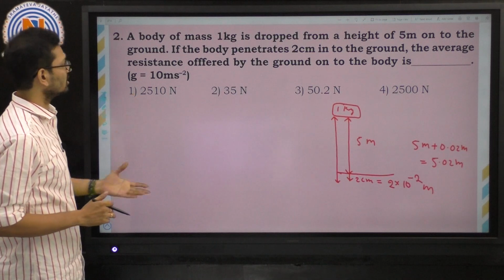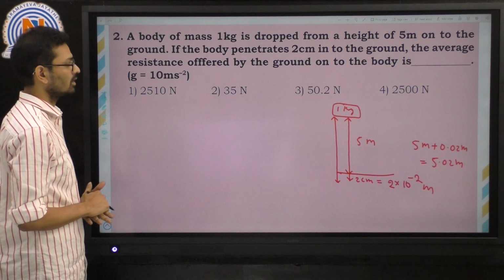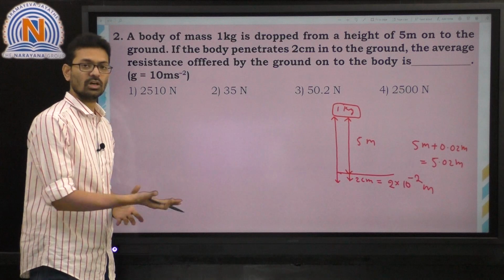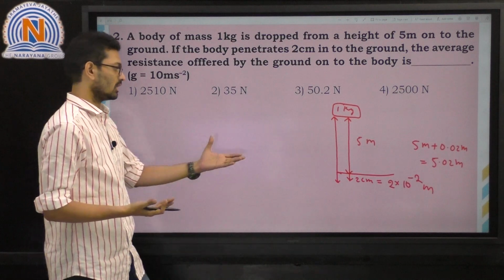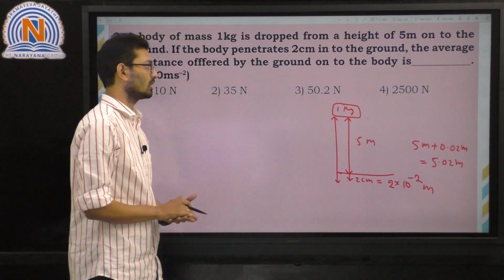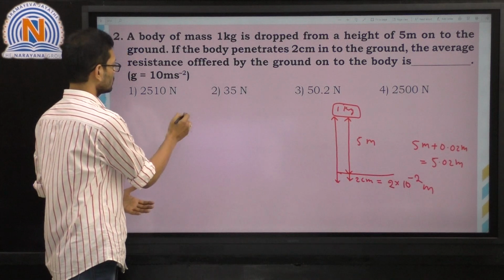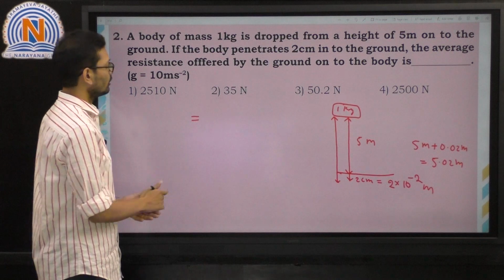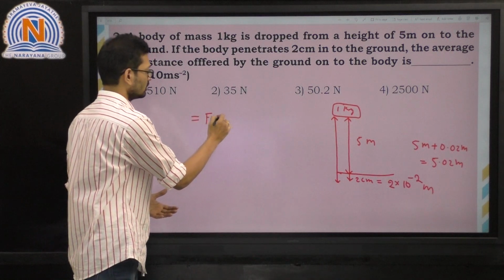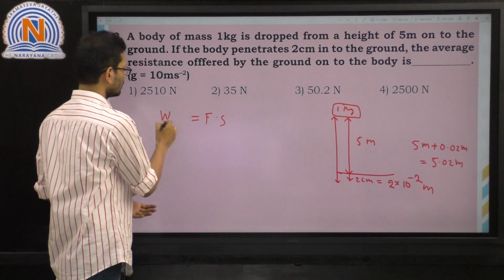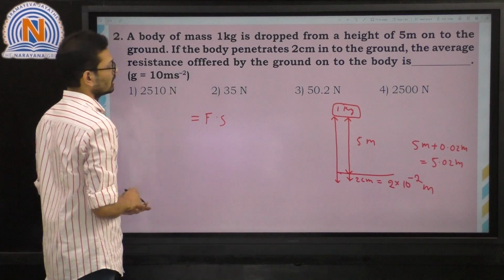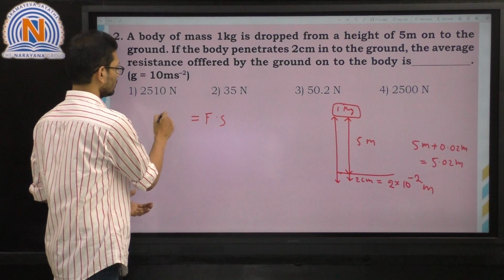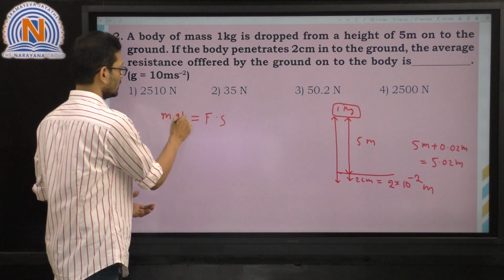The question is: the average resisting force offered by the ground on the body is. Resisting force means opposing force. This is the force applied by the ground on this body. So here force into displacement will be equal to the work done, and I'll equate it with the energy, mgh.